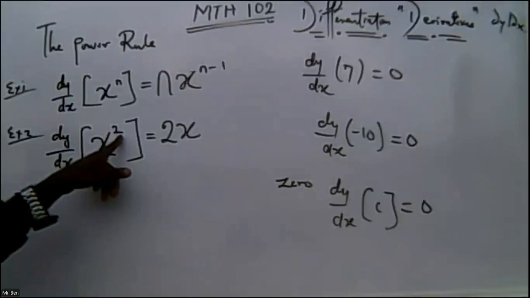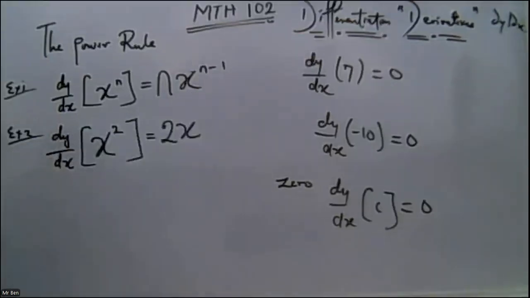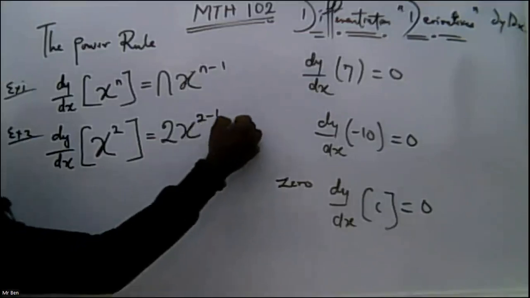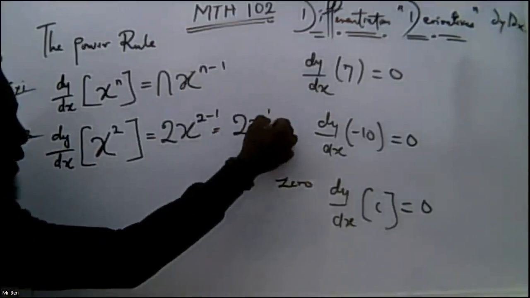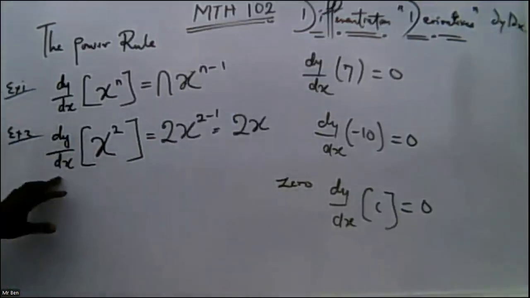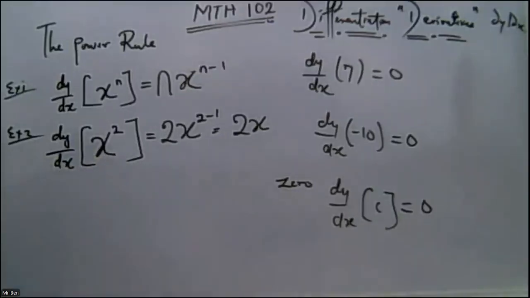From this power 2, you have to subtract what? 1. 2 minus 1. So automatically it will give us 2x raised to power 2 minus 1, which is still 2x. So we have differentiated x raised to power 2. Our final answer is 2x.